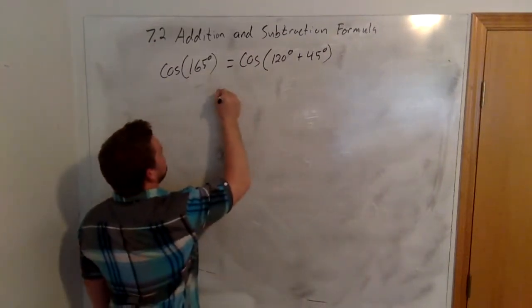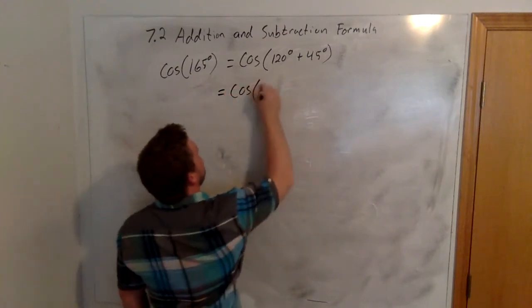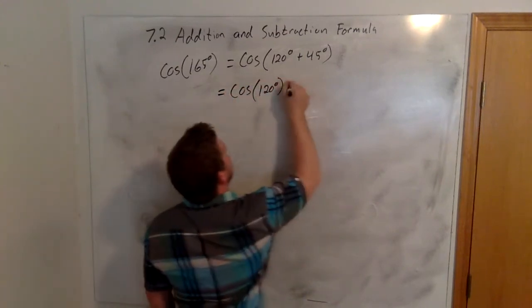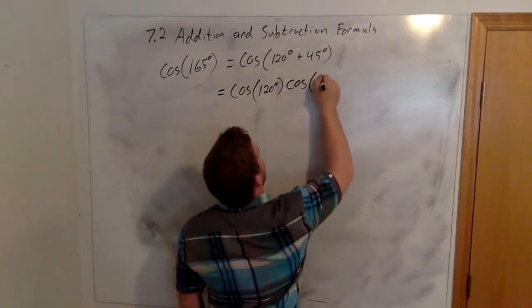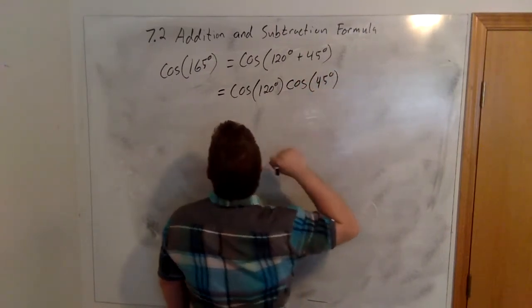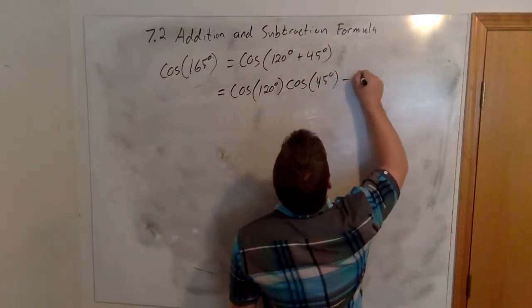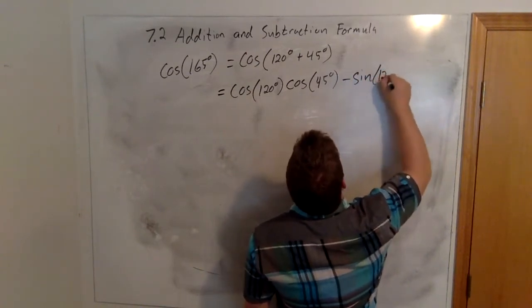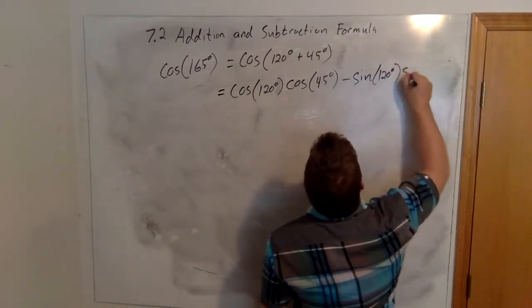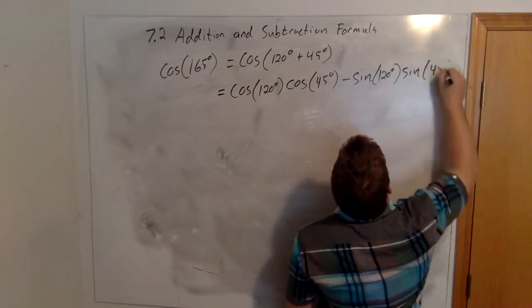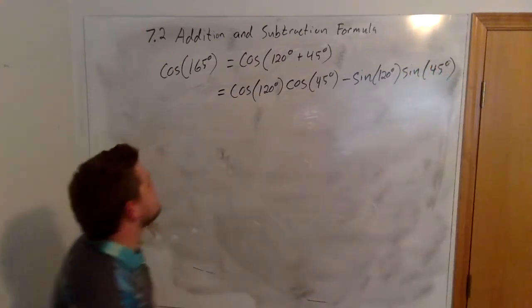Okay, so this will be the same thing as cosine of 120 degrees. Remember, cosine loves itself. Cosine of 120 degrees, cosine of 45 degrees, minus sine of 120 degrees times the sine of 45 degrees.